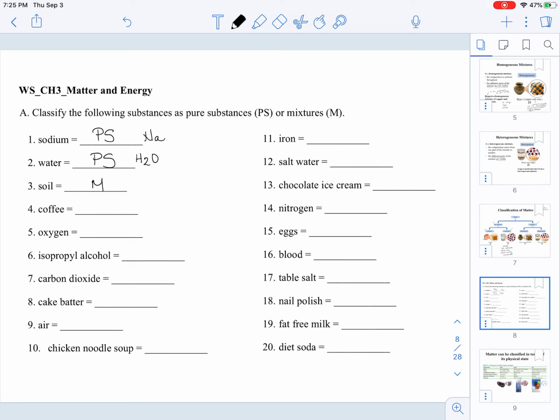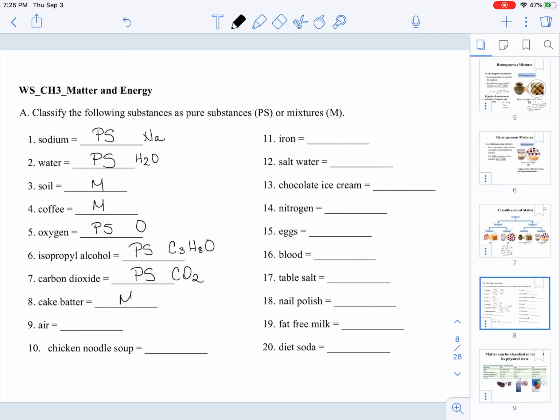Soil is a mixture because when we're talking about soil, we're looking at different parts. There are minerals in the soil, there's the actual ground, there are leaves, there are little pieces of wood. So soil is composed of different things. Coffee is a mixture. Oxygen is a pure substance. That's also an element, and the symbol is O. Isopropyl alcohol is a pure substance. It is composed of 3 carbons, 8 hydrogens, and 1 oxygen combined with each other. Carbon dioxide is a pure substance, and its chemical formula is CO2.